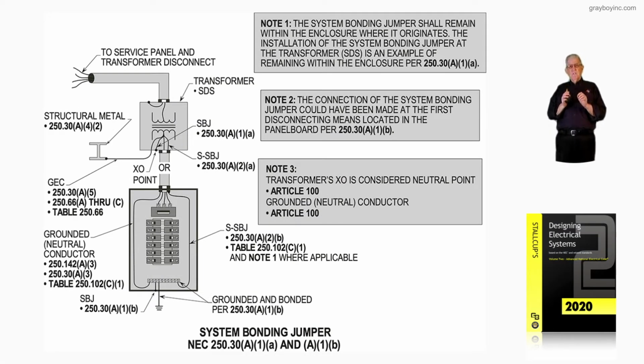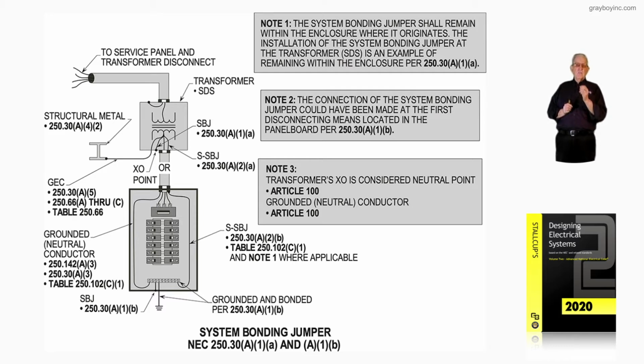Now this illustration deals with the system bonding jumper. In accordance with 250.30(A)(1)(a) or (A)(1)(b), are you applying the system bonding jumper at the transformer or at the equipment? Now notice it's either or. Notice that the transformer is divided at the conduit, and it says you're either grounding at the transformer or the generator, or the service or the equipment panel board. Keep that in mind. Now before we get into this, I'd like to go to the notes and review the three notes first.